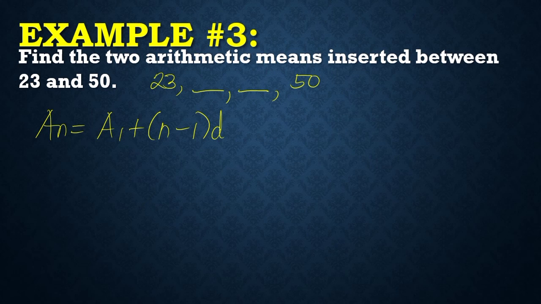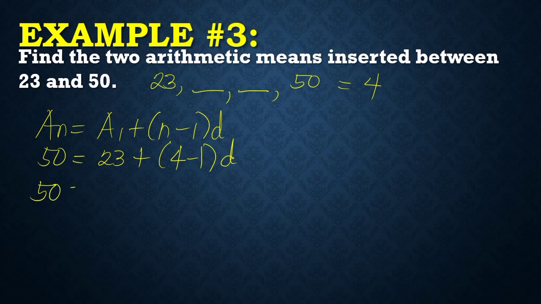What is a sub n? 50. So, sa a sub n, huwag po natin kakalimutan, usually, yung last term, of course, yung pinakahuli, hindi pwede maging 23 because 23 is the first term. Plus, what is n? So, madali mong makukuha yung n kapag nilista mo yung mga terms. Like, for example, ito, 23, tapos dalawang blanco, and then 50. So, kapag binilang mo yon, n will be 4. So, 4 minus 1 times d. And then 50 is equal to 23 plus 4 minus 1, that is 3, times d, 3d.